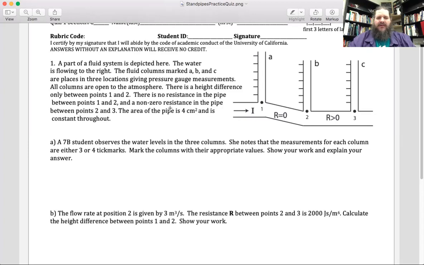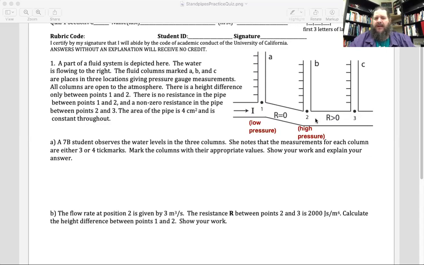So if we know that each column is going to show either 3 or 4 tick marks worth of pressure, as we go from 1 to 2 to 3, let's compare each of those individually. From 1 to 2, what should we expect is happening to pressure? Yeah, should be an increase in pressure. Exactly. From 1 to 2, the potential energy density is decreasing and nothing else is changing because we know this section has no resistance and no change in cross-sectional area and no pump. So the only other thing that can change is pressure. Decrease in potential energy density, nothing else going on means an increase in pressure. So we know location 1 is lower pressure and location 2 is going to be higher pressure relative to each other anyway.